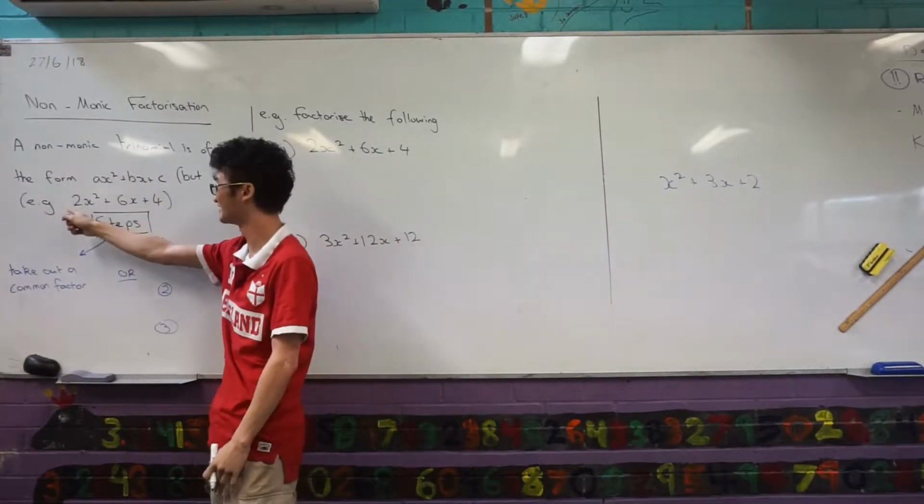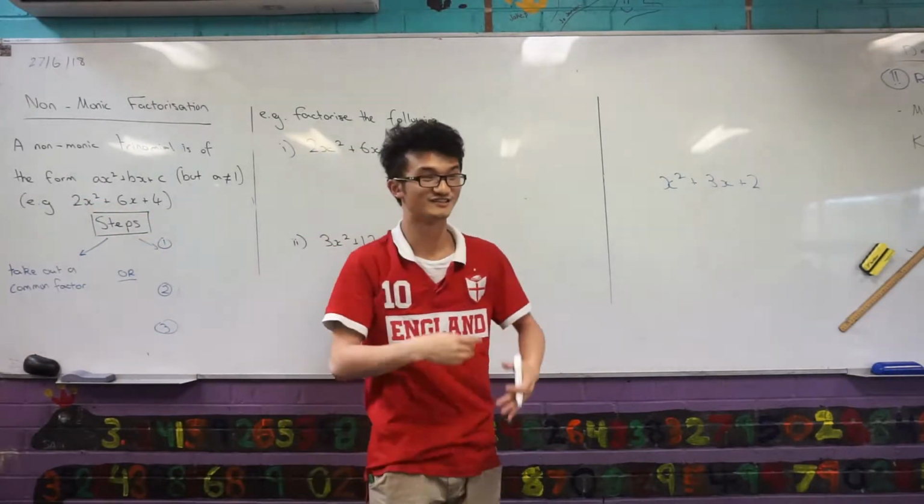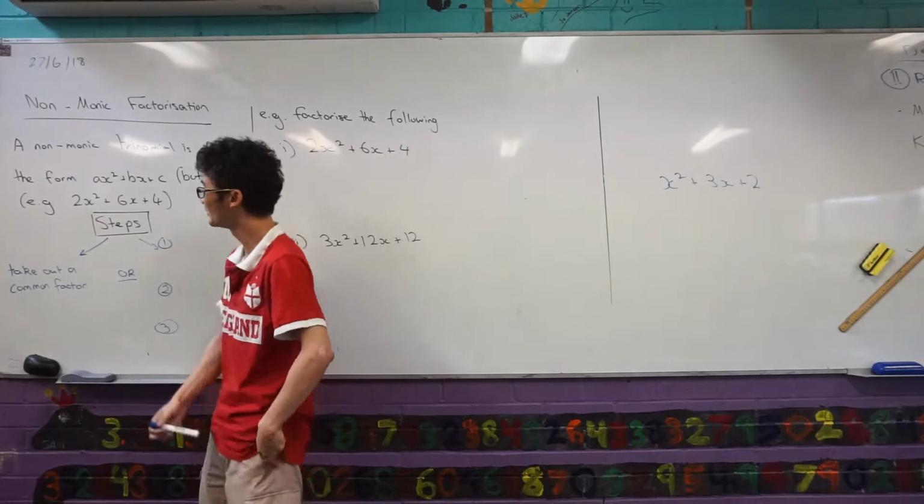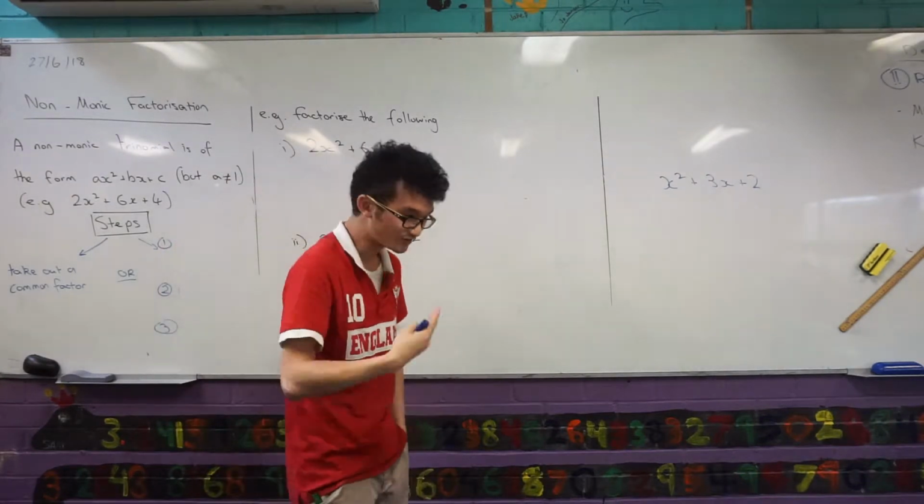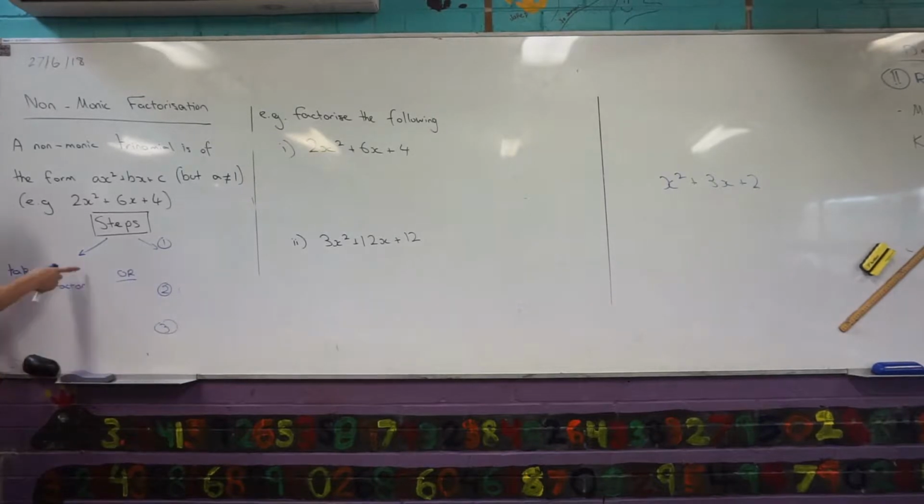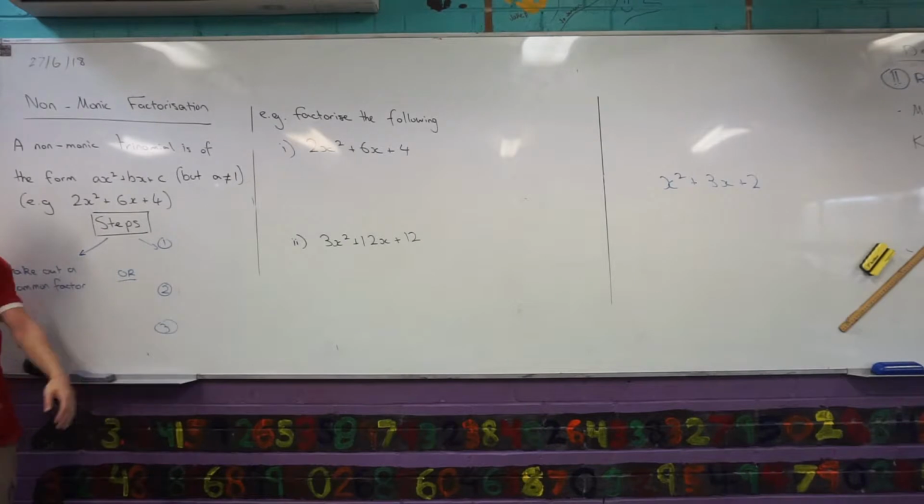What does that mean? Well, obviously if the number in front of that x squared is not 1. What do we do then? We have to take a slightly different approach. What I want you to think about is, there are really two situations. You either want to take out a common factor, or we want to use another method. So the first priority is this one.